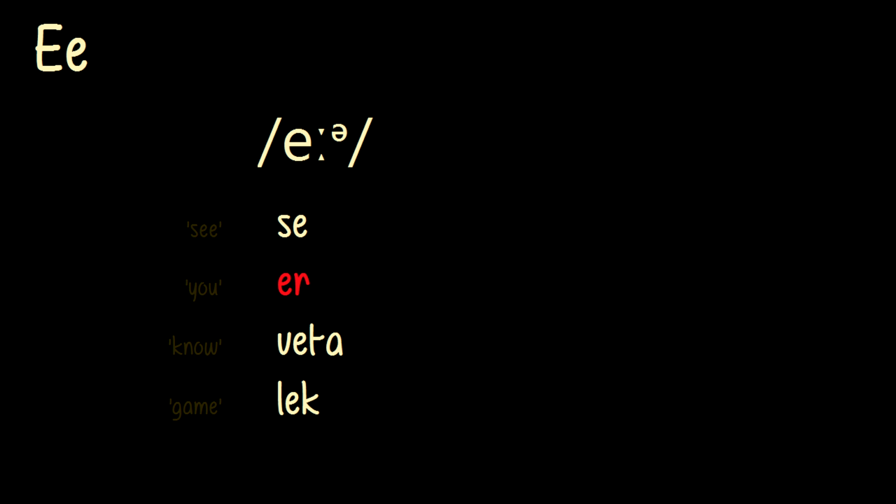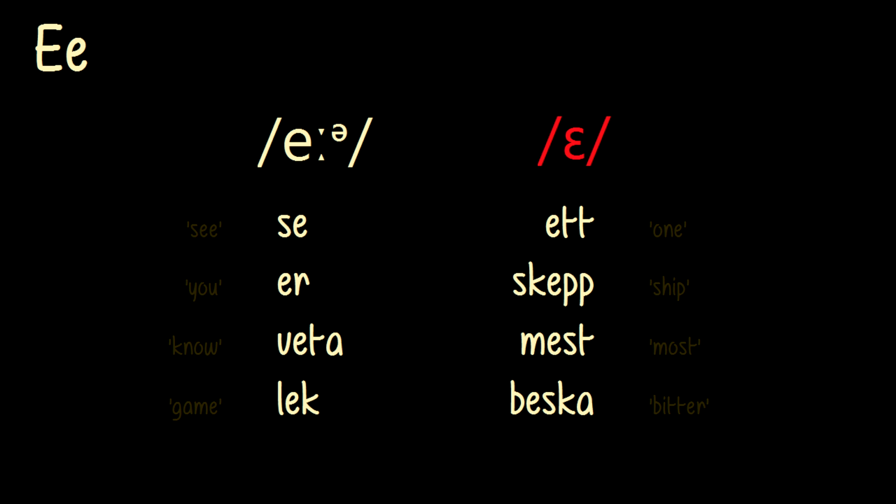Short E is pronounced E. Yep, that's exactly the same as short Ä. When these two letters are short, there's absolutely zero difference between the two of them. E, ett, skepp, mest, beska. When short E is unstressed, it can also be pronounced as a schwa.